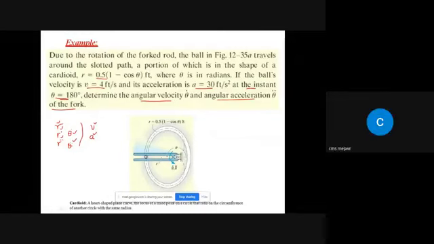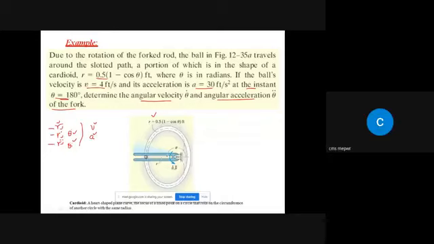So we have r. Can I find r dot? Yes, sir. Can I find r double dot? Yes, sir. By taking its first derivative, it will be r dot. By taking the double derivative, it will become r double dot. Put theta equal to 180, so you will get the values of r dot and r double dot, right? Yes, sir. Okay.